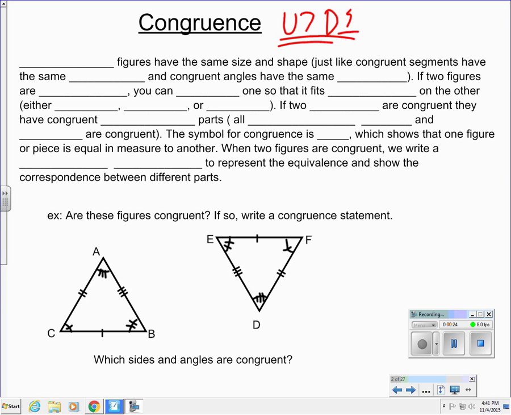So this unit is going to be about congruence and similarity. So what we're going to do today, the first day, is just talk about what congruence means and what similarity means, and talk about what they mean specifically with triangles. We're all building up to doing some problems with triangles in the next couple units. So first thing is to define what congruent means.